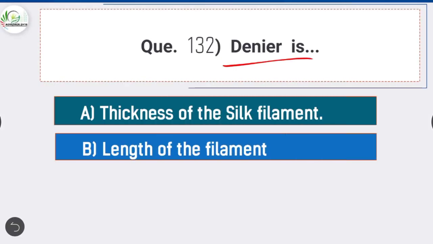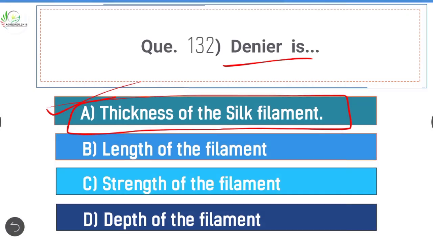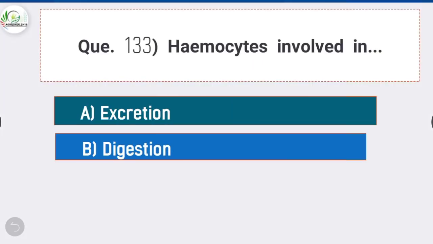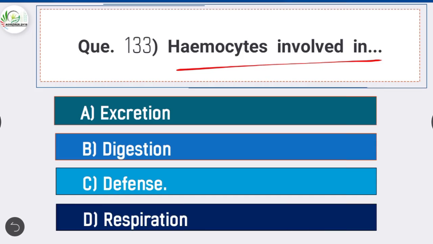Question number 132. Denier is, option A is the correct answer. Thickness of the silk filament. Denier is thickness of the silk filament. Question number 133. Hemocytes involved in. Option C is the correct answer. Defense. Hemocytes involved in defense.